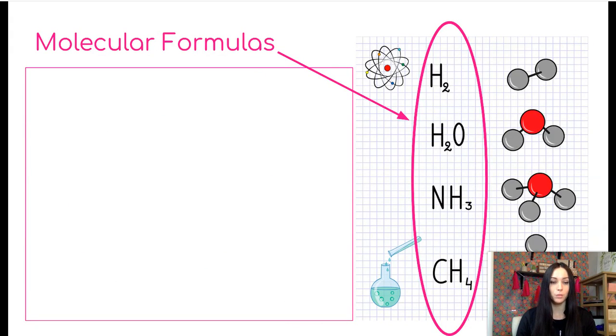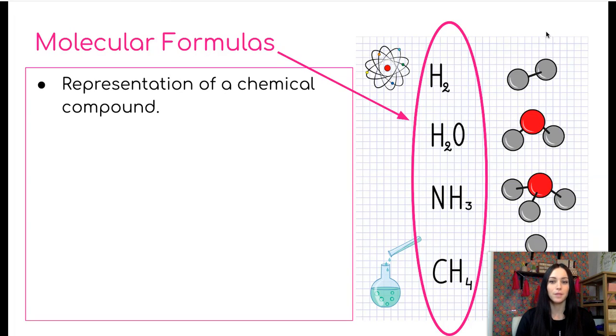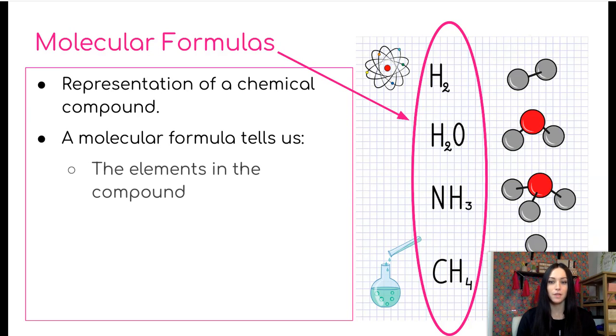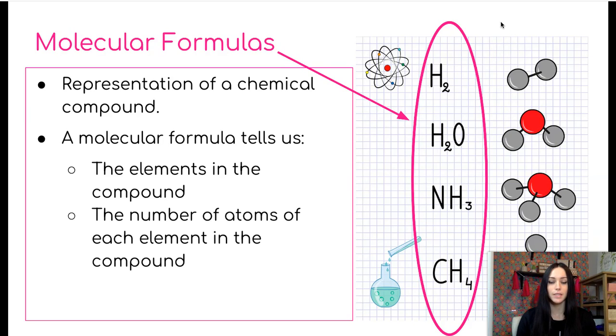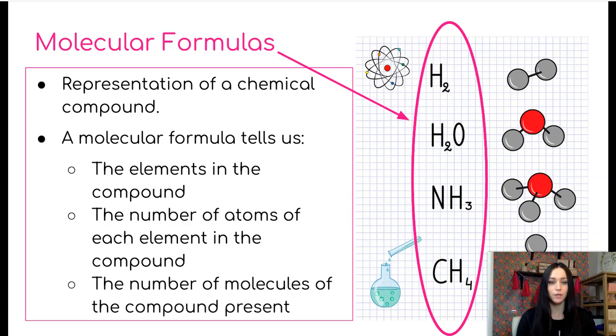When we talk about molecules in chemistry, we also represent them using their molecular formula. A molecular formula is simply a way to represent a chemical compound. A molecular formula tells us several things about the compound that it represents. The first thing is the elements that are present in the compound. For example, here you can see that this compound has hydrogen and oxygen, and I can tell that simply by looking at its molecular formula. The second thing is the number of atoms of each element that are present in the compound. Finally, the molecular formula also tells us the number of molecules of the compound that are present.